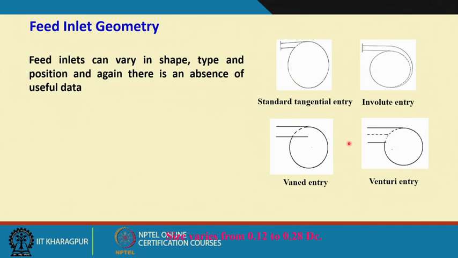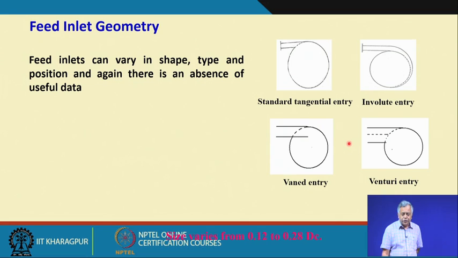Now, feed inlet geometry. There could be many varieties of feed inlet geometry. These are the patented design features of many cyclone manufacturers. Feed inlets can vary in shape, type and position, and again there is an absence of useful data. Not much research has been done which is in the public domain. Most of the research was done by the equipment manufacturers, and they want to protect their intellectual findings, the intellectual resources. They do not want to disclose it in the public domain.